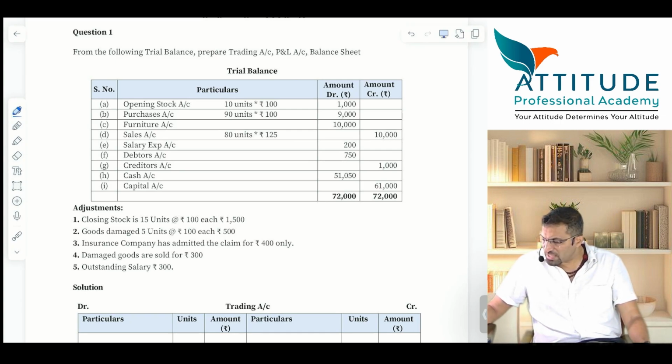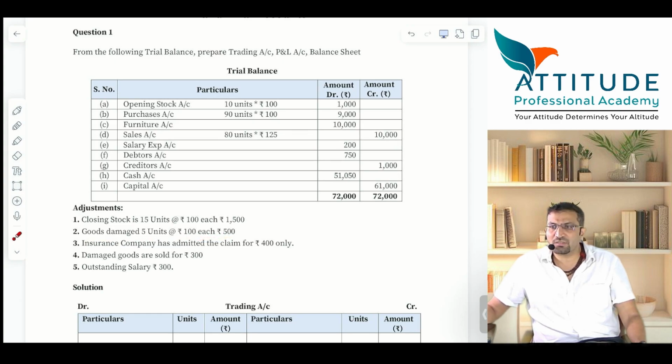From the following trial balance, prepare trading account, P&L account and balance sheet. Now, opening stock 10 units, purchases 90 units, 9,000. Our standard sum. Furniture 10,000. 8 units are sold at the rate of 125, 10,000. Salary, expenses, debtors, creditors, cash and capital. Now this is very, very interesting. Closing stock, how many units? 15 units at 100 each, 1,500.